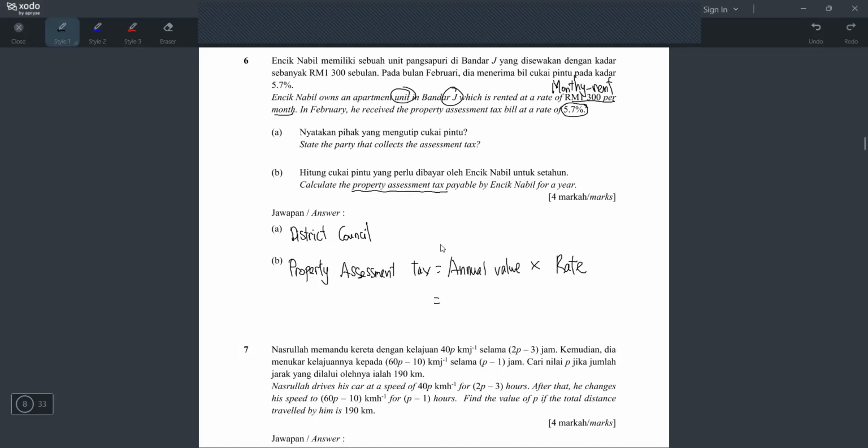So how to get the annual value? It is actually the monthly rent times 12. I remember when I taught this in my class, I mentioned it very briefly. So I don't know how many of you still remember. For my own students, I did teach this: I said annual value is actually monthly rent times 12. I don't know if you all remember or not, but if you don't remember it, make sure now you remember it.